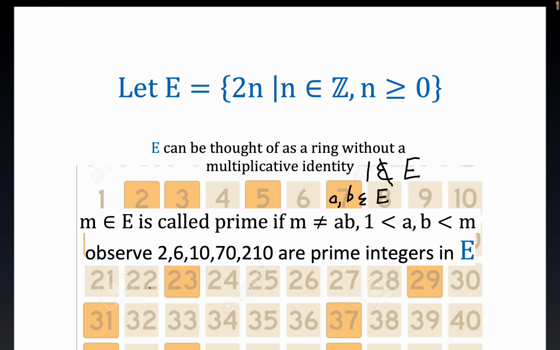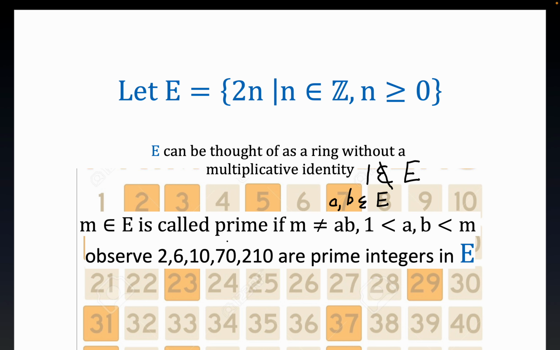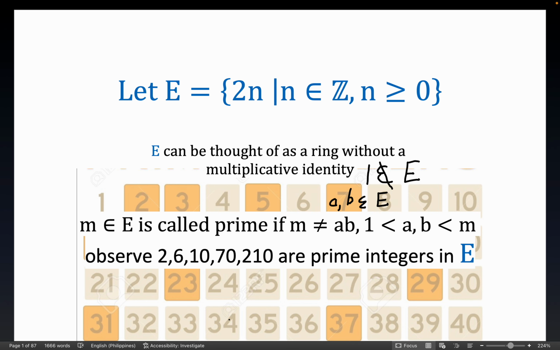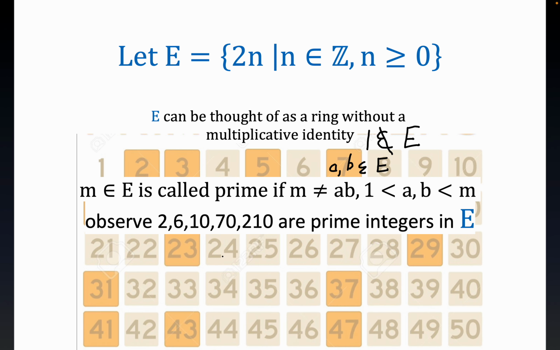Now, the only prime in all of the integers would be 2, right? But notice that 6, 10, 70, and 210, now you'll see why I picked these numbers, are all prime integers in this set of positive even integers. They're considered prime. Now, let's just check it out for the largest one.